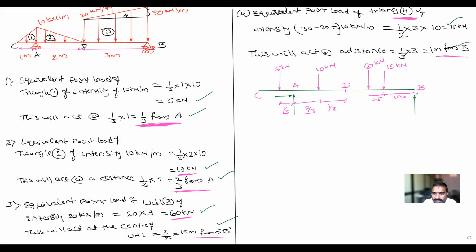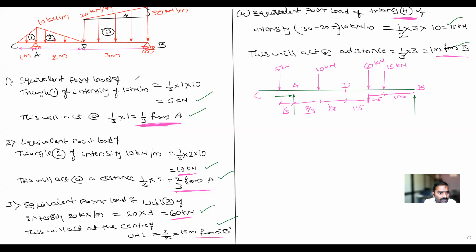1/3 from D. Okay, see, B to this point is 1.5 meter. Then D to this point, how much is it? See here, the third one, 1.5. So the remaining is equal to 1.5. Total D to B, how much is it? D to B is 3 meter. Okay, 3 meter. So like this you have to divide.